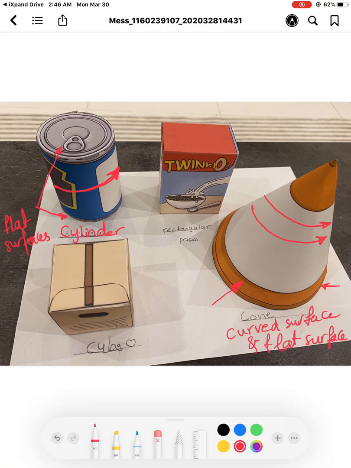Okay, the cereal box, this shape. Do you think this shape has a curved surface or a flat surface? Good job, only flat surface. A rectangular prism cannot roll. Now let's see the final shape. This is a cube.